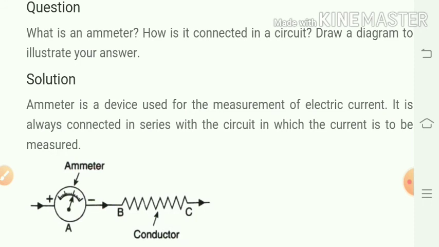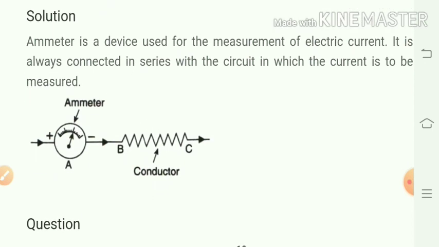What is an ammeter? How is it connected in a circuit? Draw a diagram to illustrate your answer. Ammeter is a device which is used for the measurement of electric current. It is always connected in series with the circuit in which the current is to be measured.